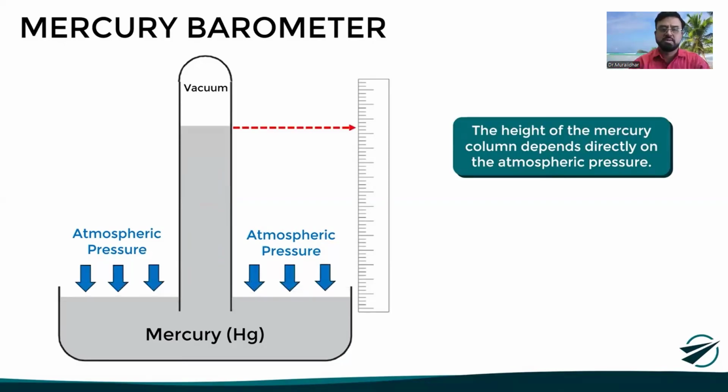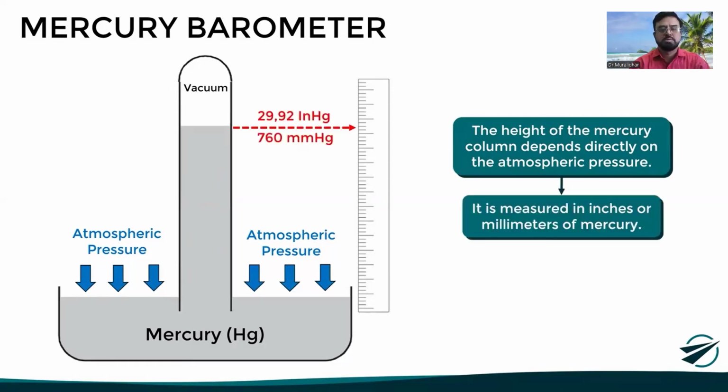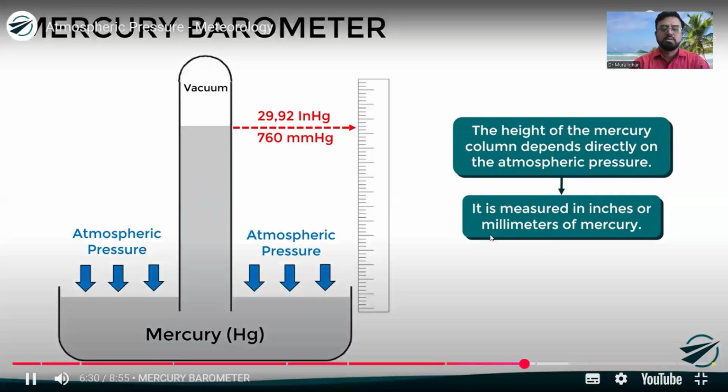Taking all this into account, atmospheric pressure can be determined directly by measuring the height of the mercury column in the tube, either in millimeters or in inches. And actually, this is how the units of measurement of inches of mercury and millimeters of mercury were born.